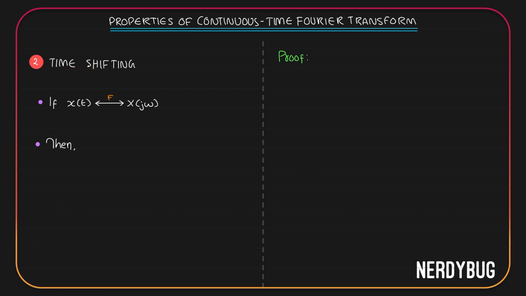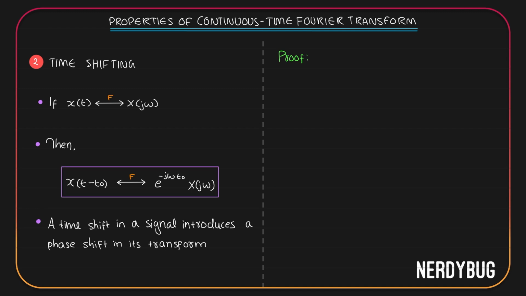According to time shifting property, if x of t and x of j omega are Fourier transform pairs, then the Fourier transform of x of t minus t naught will be e raised to minus j omega t naught x of j omega. That means a time shift in a signal introduces a phase shift in its transform.